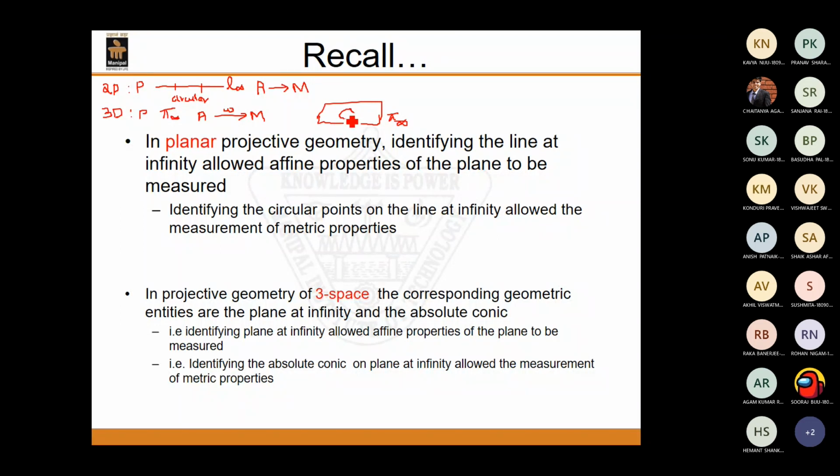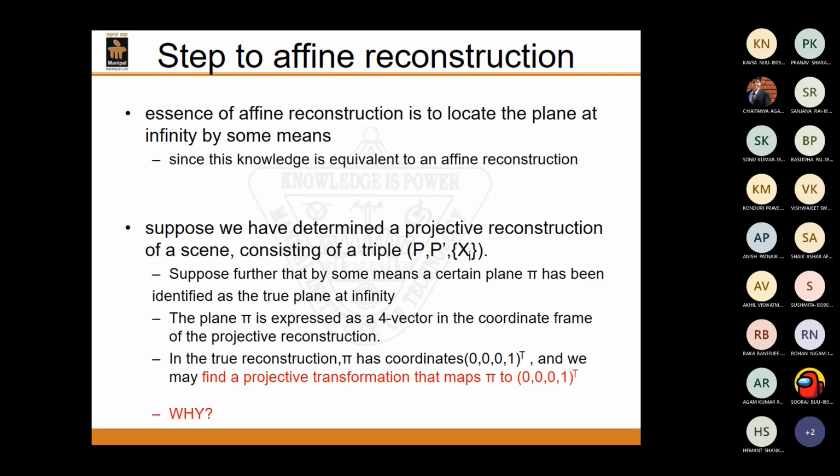So for now, what you need to remember is the extra information that we are adding to move from the projective space to the affine space would be first to identify the plane at infinity. So then you are in the affine space, and from the affine space, if we can find the absolute conic, then I can say I'm in the metric space or the Euclidean space, right? Now, in order to find this pi infinity, which means basically the plane at infinity, you need to have some extra information with regard to that, right?